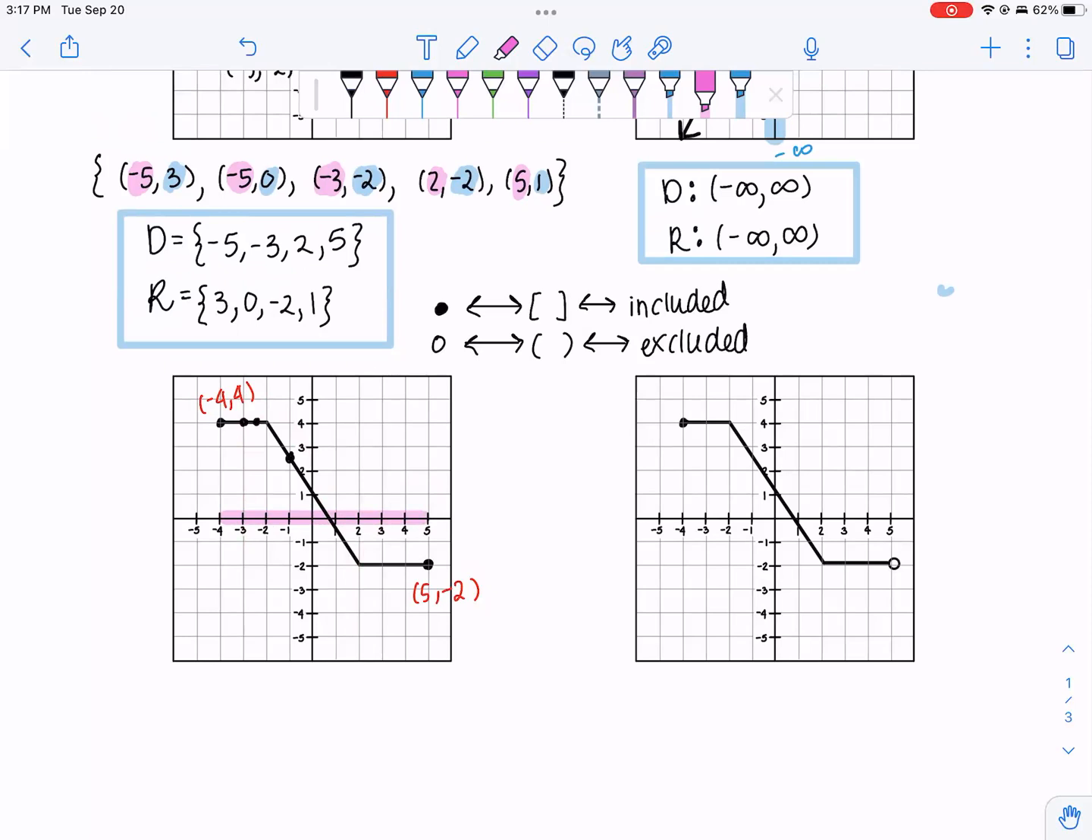So the domain, right? We include -4, because -4 does have a coordinate point. It exists with a coordinate point. We are including 5 because this point right here exists on the graph. So our domain is going to be from -4 to 5, including both endpoints.